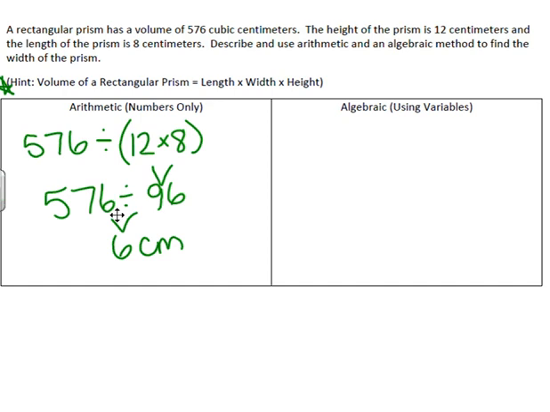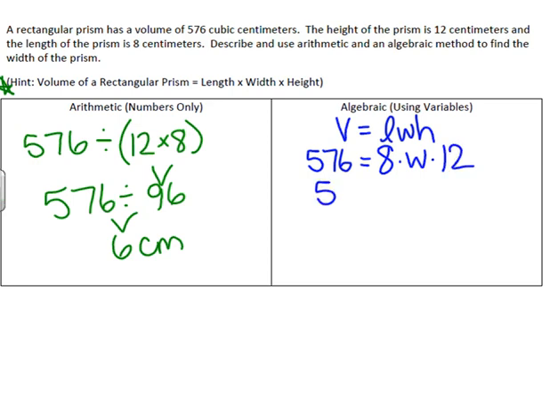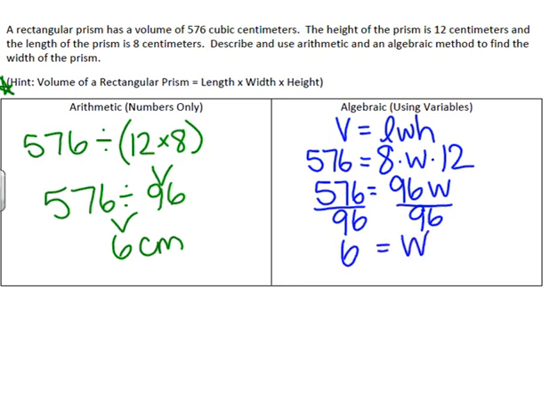The algebraic way, we're going to start with the equation volume equals length times width times height, and you're going to substitute in the things that you know. So volume, we know that. We know the height and we know the length. So 8 times W times 12. And then you're going to solve that equation. So we're going to get 576 equals 96 times the width, divide by 96 on each side, and we get 6 equals width. And then just like before, we're going to go back and add units on that.